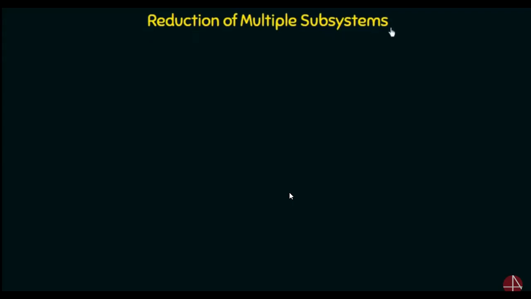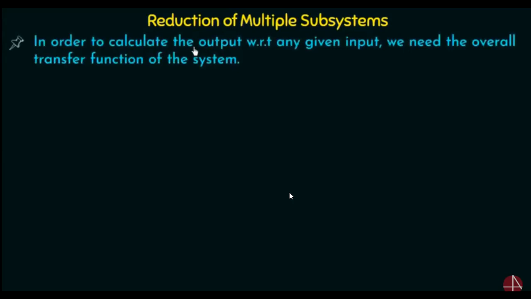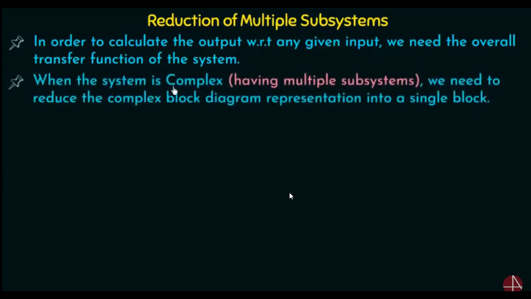So starting with the first point, in order to calculate the output with respect to any given input, we need the overall transfer function of the system. We all know this. The transfer function is an important parameter in order to find out the output with respect to any given input. Moving on to the next point, when the system is complex, that is, it is having multiple subsystems, then we need to reduce the complex block diagram representation into a single block. And then only we will be able to determine the overall transfer function of the system.